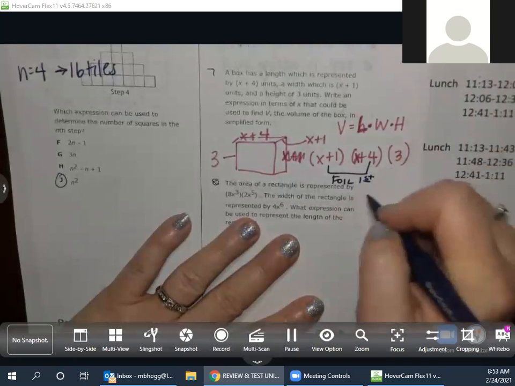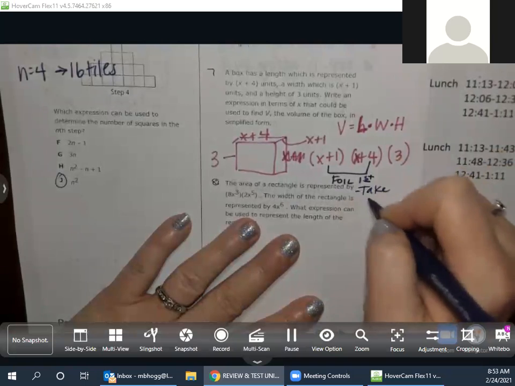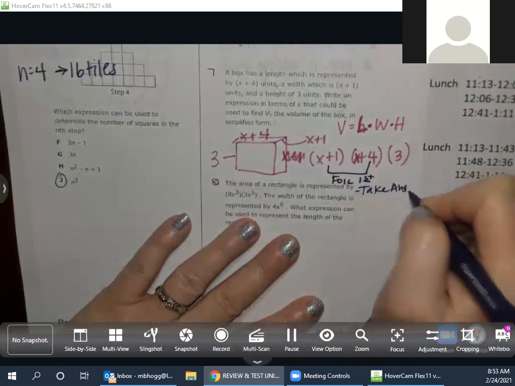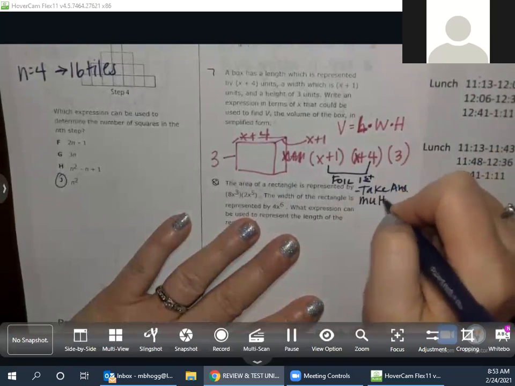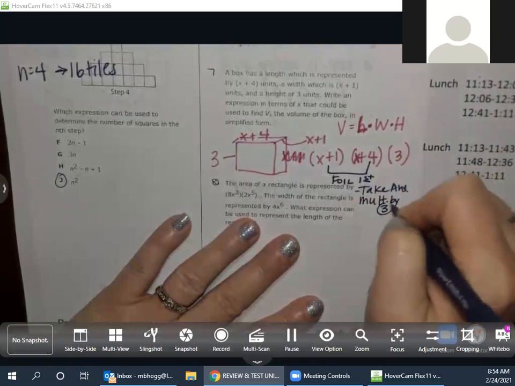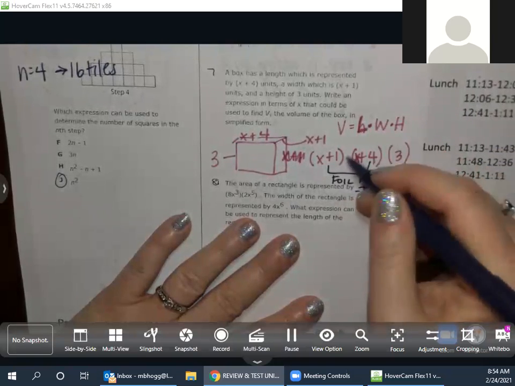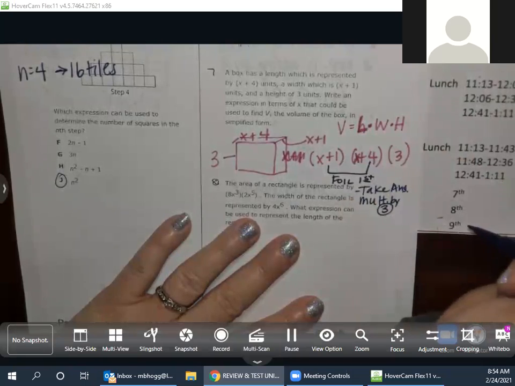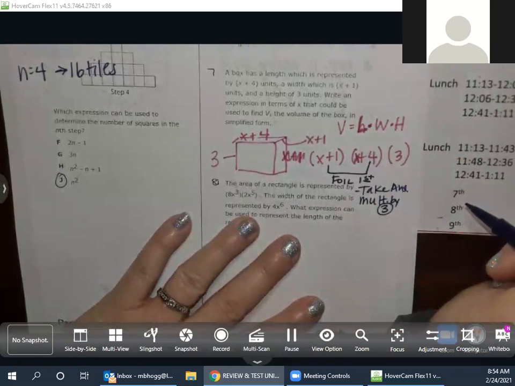And then you would take your answer and multiply by 3. You would distribute the answer, like you would distribute a 3 into the answer, multiply the whole answer by 3. Okay, good.